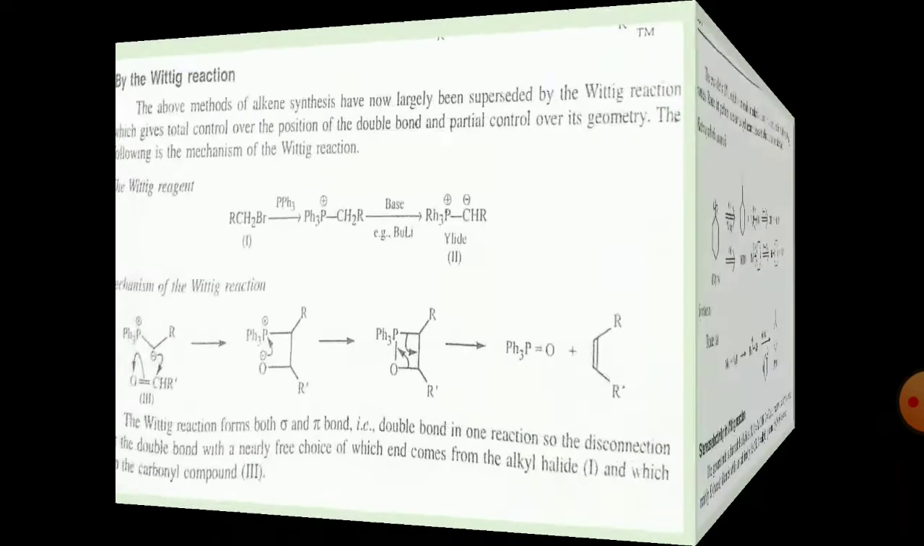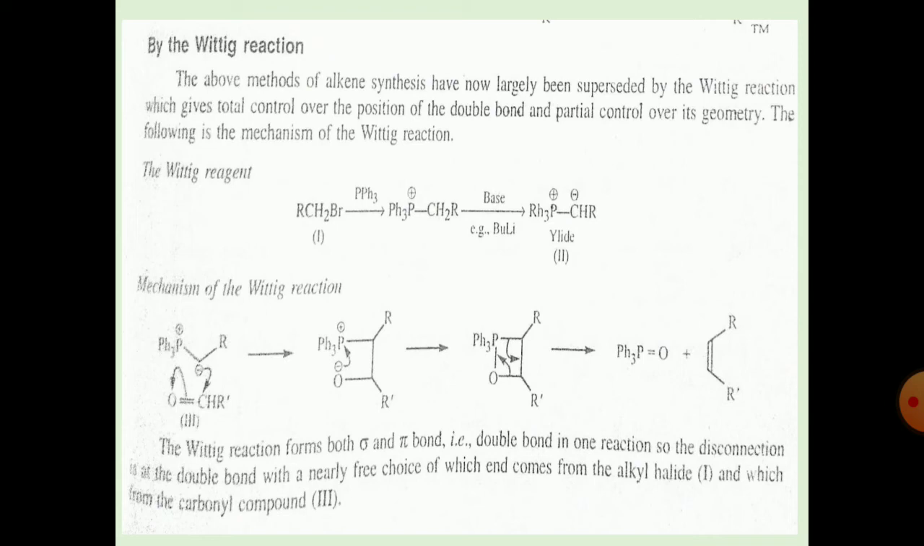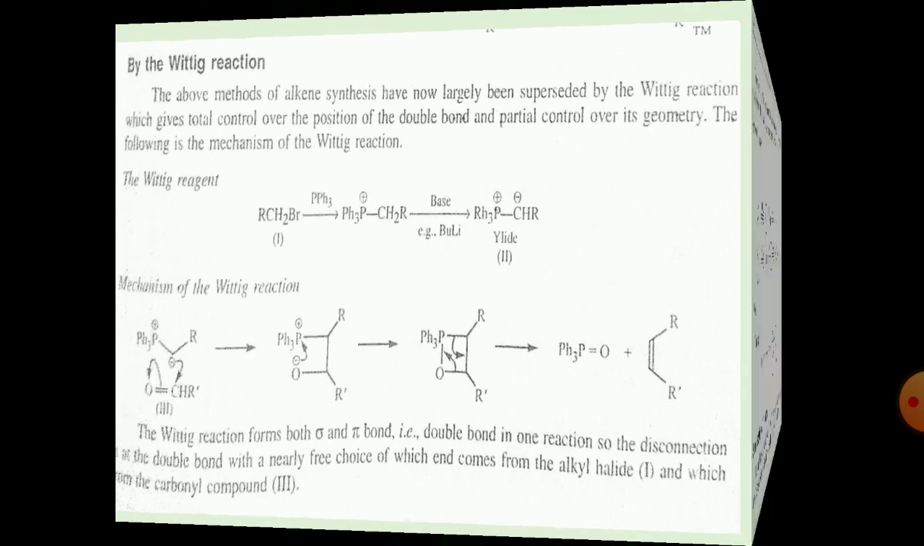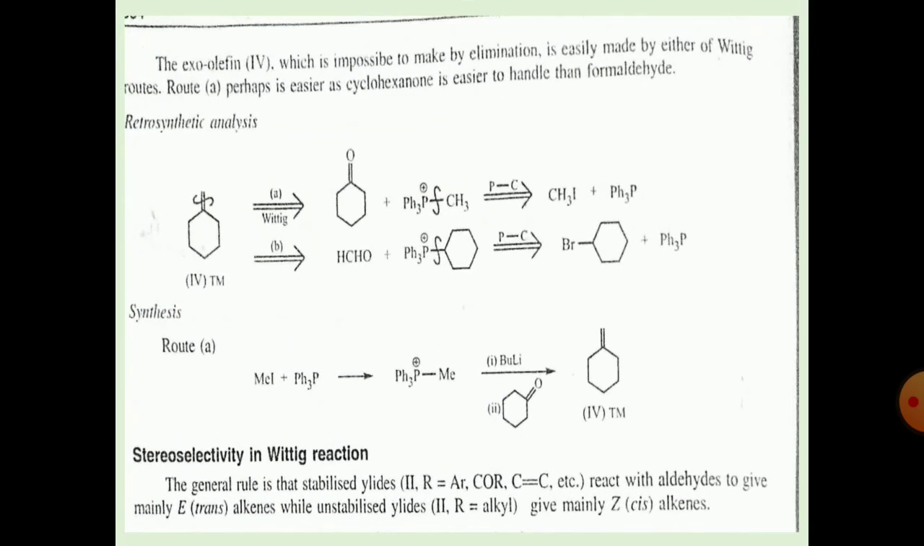In the last slide there is a mechanism of this Wittig reaction, so you can try it and practice it. Okay, the stereochemistry in the Wittig reaction: the general rule is that stabilized ylides react with the aldehyde to give mainly the E trans alkene, while unstabilized ylides give the Z cis alkene.